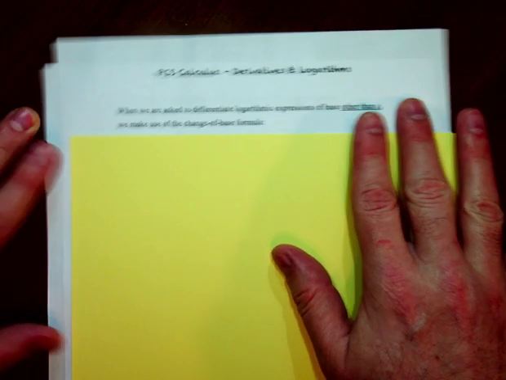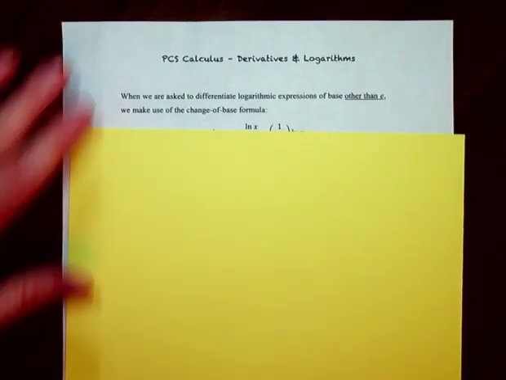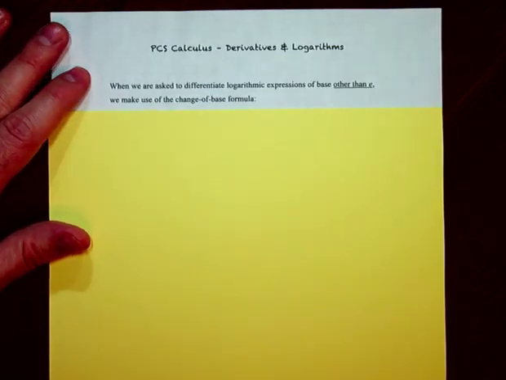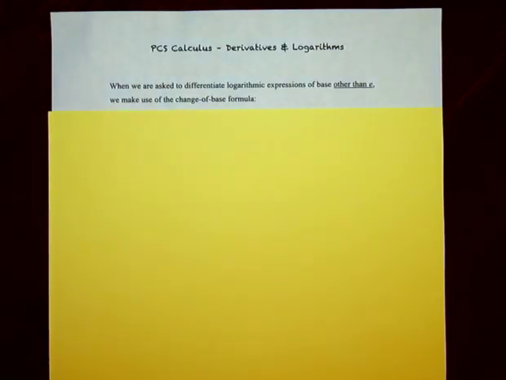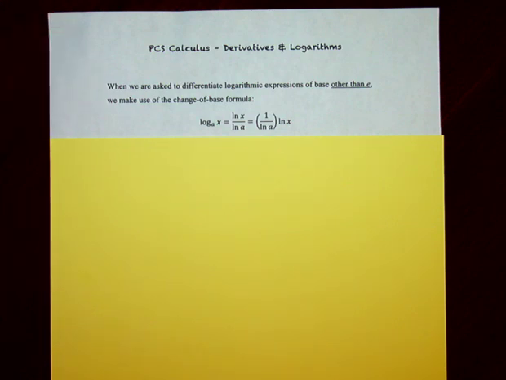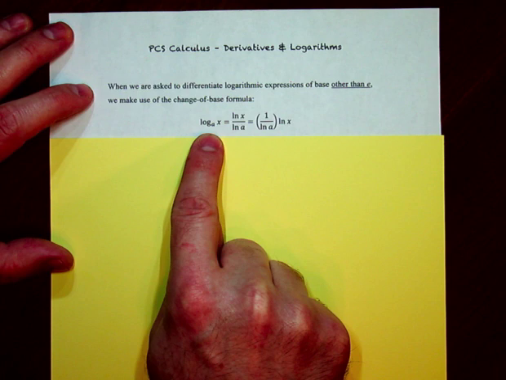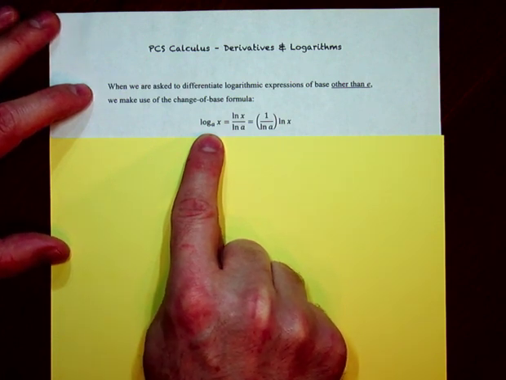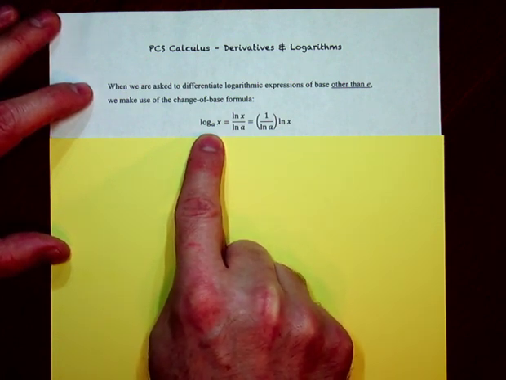So let's say we're asked to differentiate a logarithmic function that is a base other than e. So, log base 2 or common logs base 10 or log base whatever. It doesn't really matter. If it is a base other than e, then we have to make use of our change of base formula. But when we make use of that change of base formula, we need to remember that a right here is standing in for any numerical constant that defines the base of the logarithm.